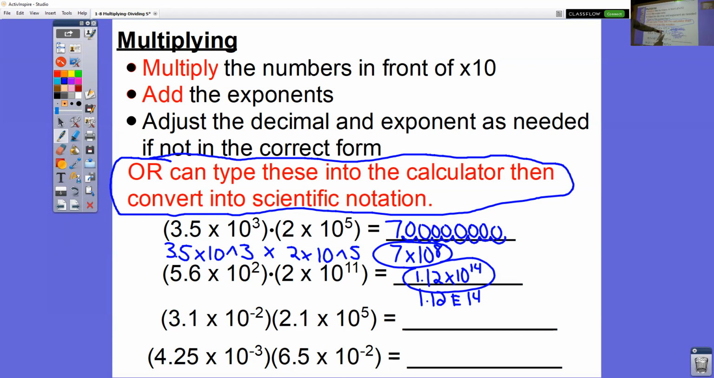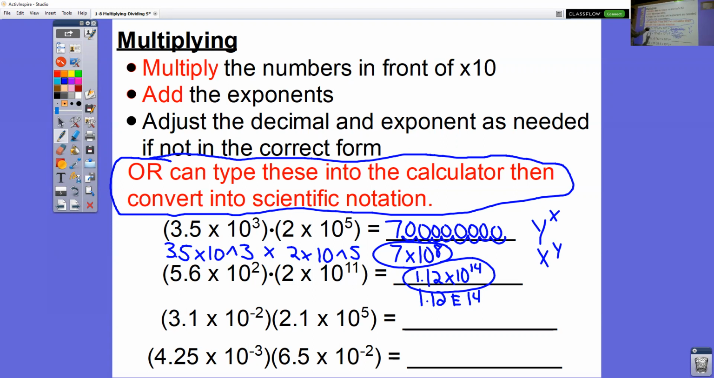Also remember, you might not have a caret button on your calculator. You might have a Y to the X or an X to the Y, depending on what kind of calculator you're using. In the third one, it doesn't matter if the exponents are negative. You're going to do it the same exact way.